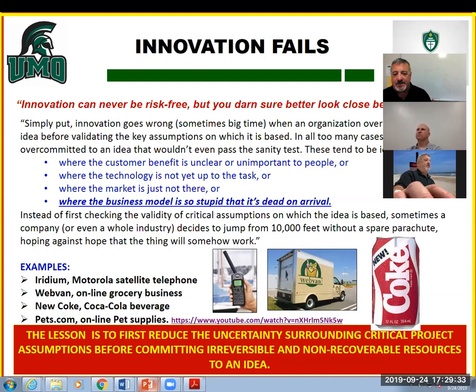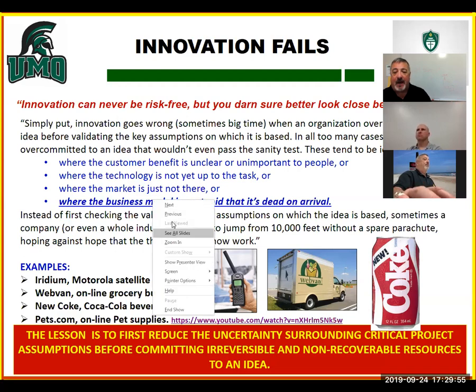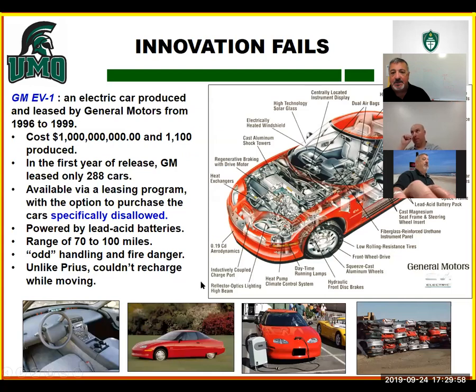But the bottom line and the lesson here is to first reduce the uncertainty surrounding critical project assumptions before committing, because once you burn through that resource, it's awful hard to get it back. It's awful hard for Webvan to make up for what they burned through. So let's get this figured out. That's why you need to do the business plan. And then, of course, GM's EV1, which was horrible. They made 1,100 of these, and each one was about $1 million a copy. And in the end, they only leased 288 of them.